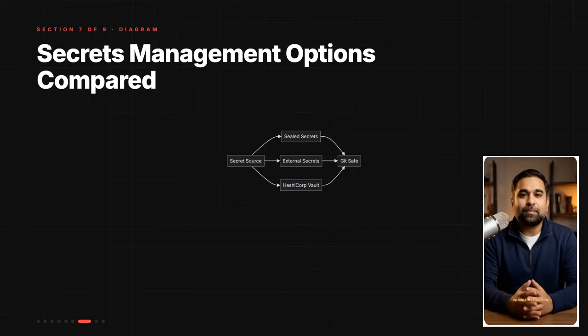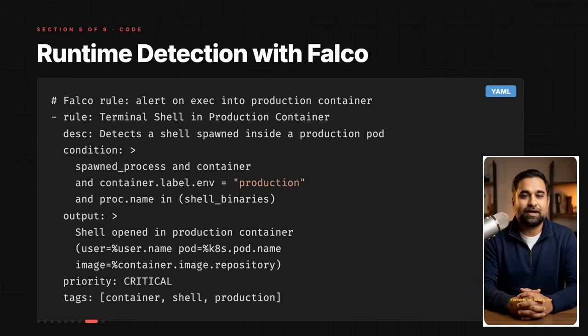Option 3, and my personal favorite for larger deployments: HashiCorp Vault with the Vault Agent Injector. Your applications get secrets injected directly, and Vault handles rotation, auditing, dynamic secrets, the whole package. Here's what a Vault injected pod looks like. Take a look at this implementation on screen. The Vault Agent sidecar fetches secrets and mounts them as files. Your app reads the file. If credentials rotate, the file updates. Clean and secure.